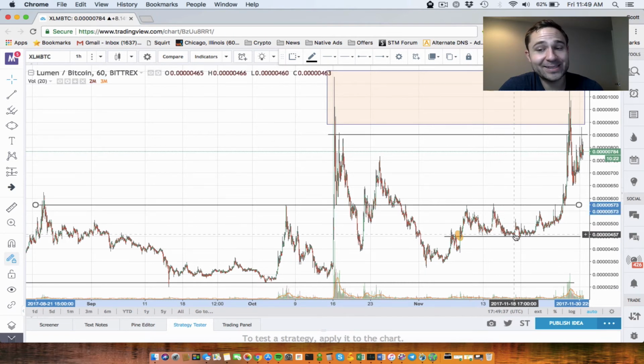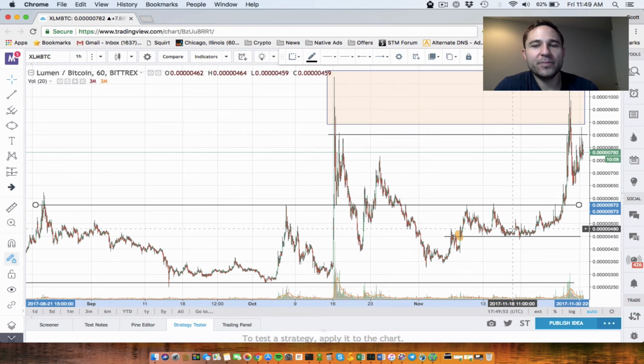Came down here, tested multiple times along this support level. And then remember, this was when Bitcoin was running. So this is very telling to me, actually. When you have an altcoin that's able to weather a Bitcoin rally, especially as strong as the one that we just had, that means there's some really strong support here.